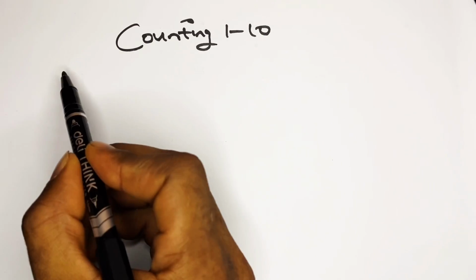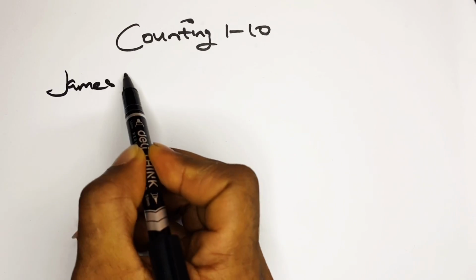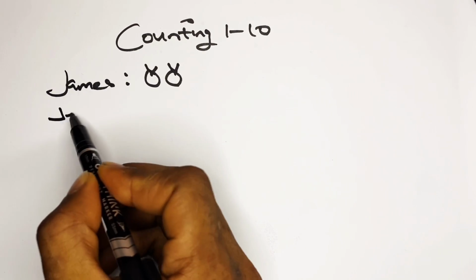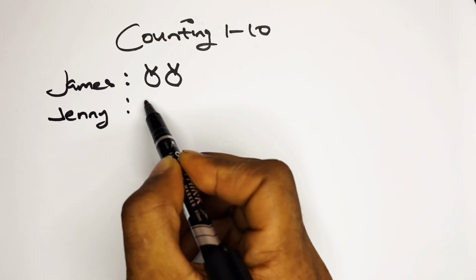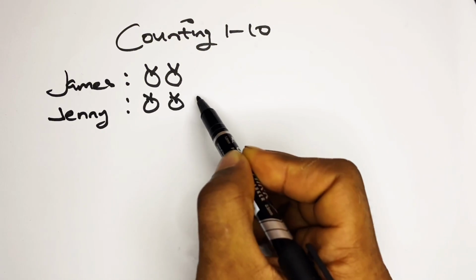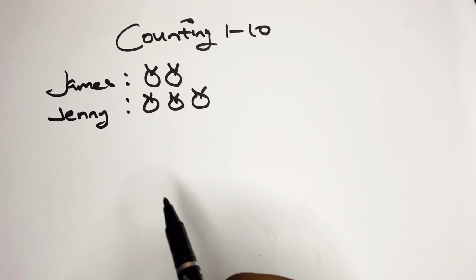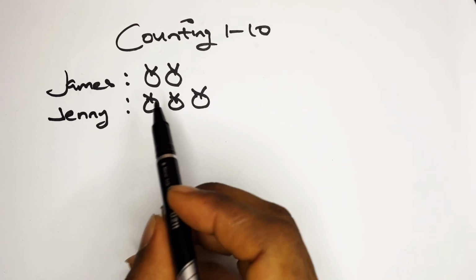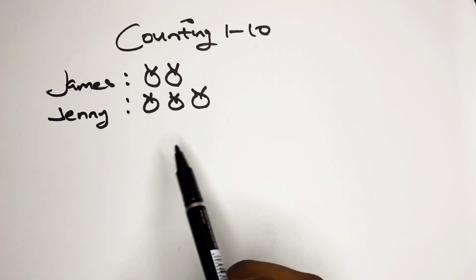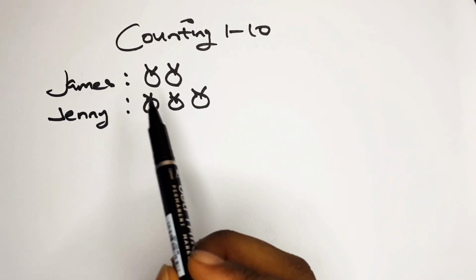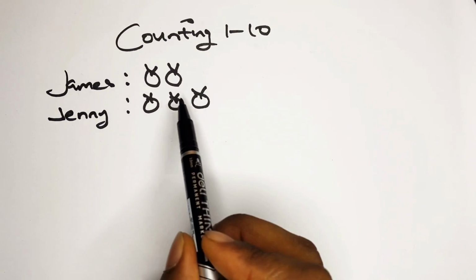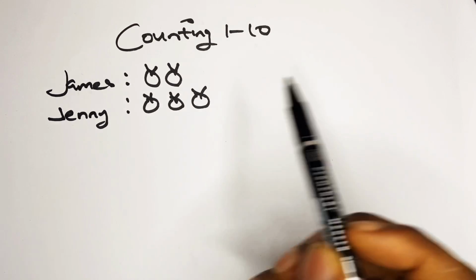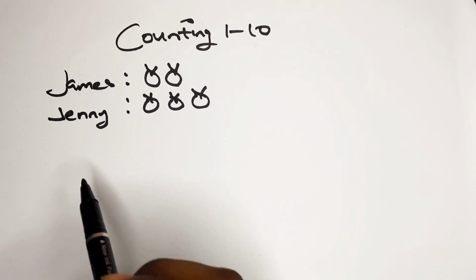For example, James has this and Jenny has this. So counting helps us say numbers in order so that we can know how many things we have. Numbers have order. So that's what we are going to learn in this video.